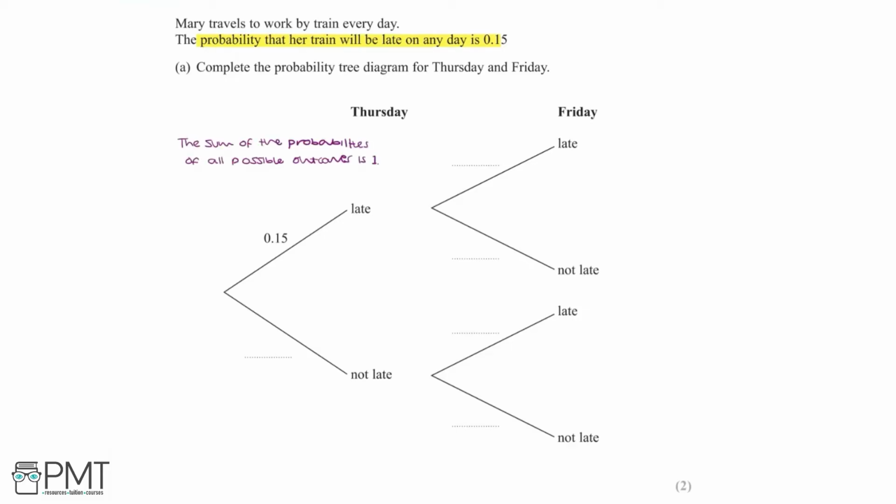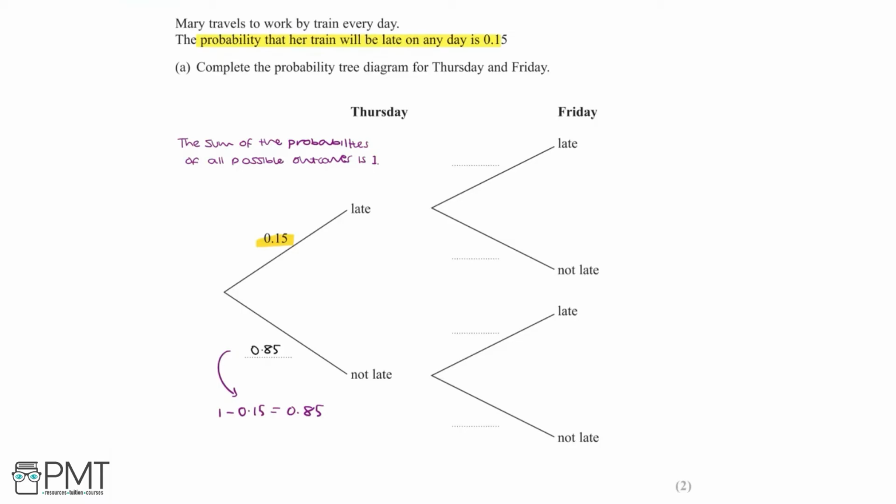And now we can use this in order to find the probability that her train will not be late. So if the probability that her train will be late on Thursday is 0.15, as shown here in our diagram, we can say that the probability that the train is not late is 1 take away 0.15, because the total probabilities need to add up to 1. 1 take away 0.15 is equal to 0.85, and so the probability that her train will not be late on that Thursday is equal to 0.85. Now we need to fill in this tree diagram for Friday as well.